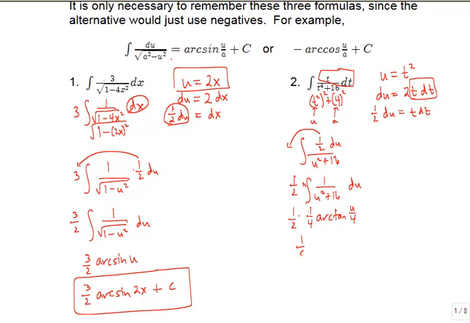So this becomes 1/8 arctan of, now let's substitute in what our u was. Our u was t squared. So this becomes t squared over 4. There's no bounds, so we're going to put on our plus c.